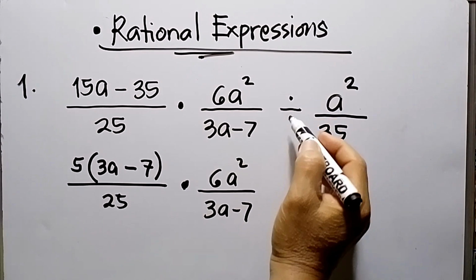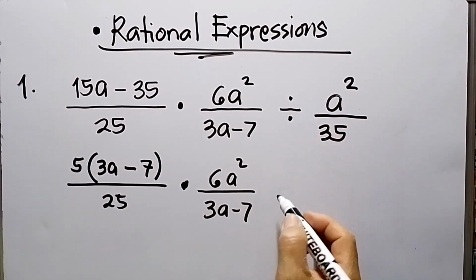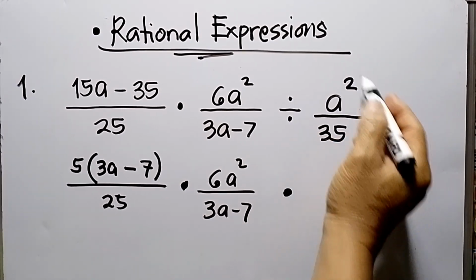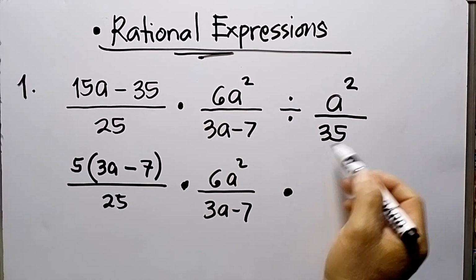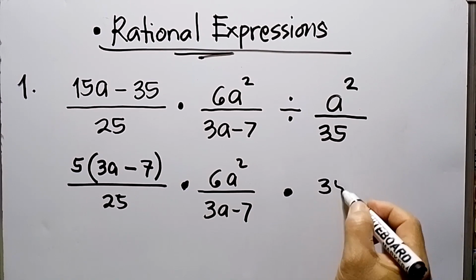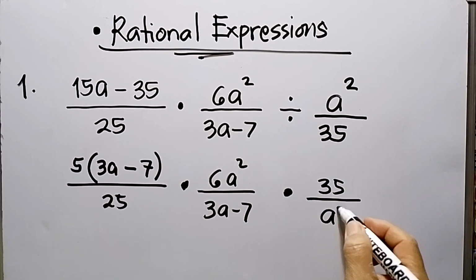Take note, if we have division, we can change the operation to multiplication, and then turn the fraction upside down, a squared over 35. The upside down will be 35 over a squared.